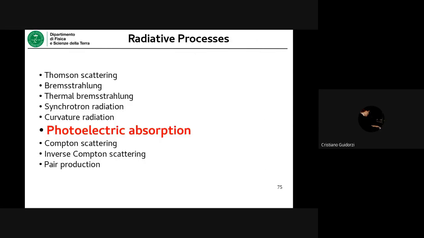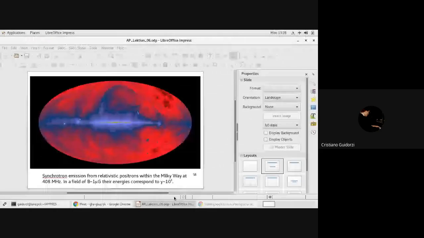And that's it. That's all for the class today. On Wednesday we will go through completely different processes. We will be studying photoelectric absorption and also Compton scattering. Any questions?